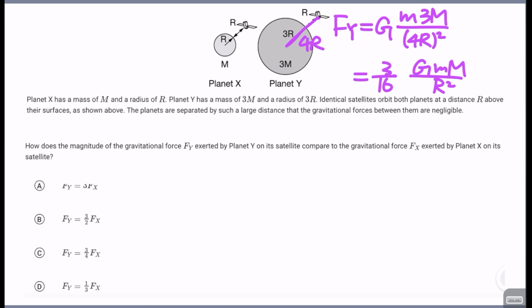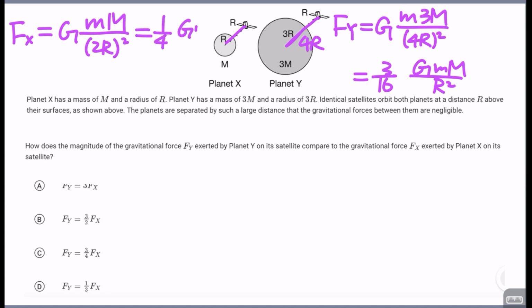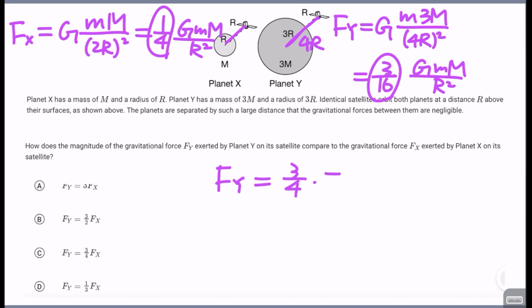On the other hand, Fx refers to the gravitational force experienced by the satellite due to planet X. That's again G multiplied by the mass of the satellite multiplied by the mass of planet X divided by the distance separated, which is 2r squared. So in total, that's 1/4 Gmm over r squared. By comparing the coefficients of Fx and Fy, it's obvious that Fy is equal to 3/4 multiplied by Fx. So the answer would be C.